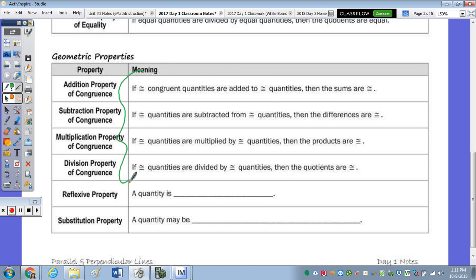So you can scan through those. Reflexive and substitution are two new properties that you have yet to see. The reflexive property is that a quantity is congruent to itself. And that may be a little odd to you right now. I need to actually show you in an example what that means. Substitution is just like a substitute coming in for me. If you have someone that's coming in to replace me, that's an equivalent. Okay? Not always do you get another math teacher, so that doesn't necessarily work, but a quantity may be substituted or replaced for its congruent quantity.